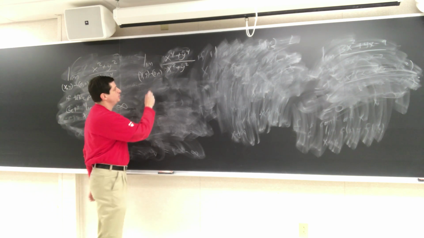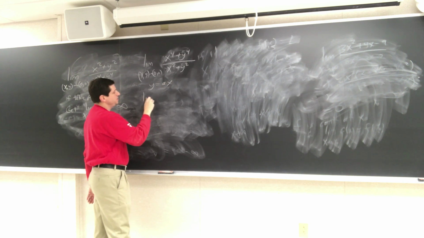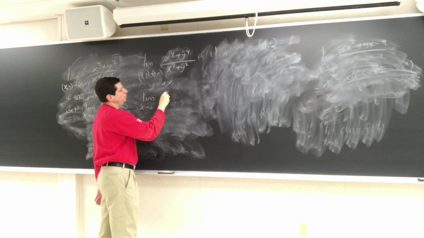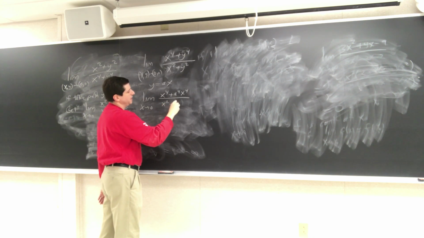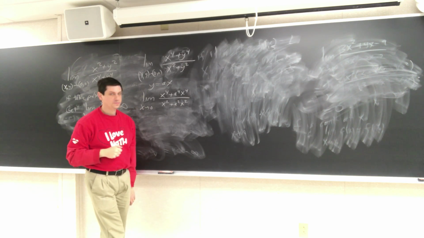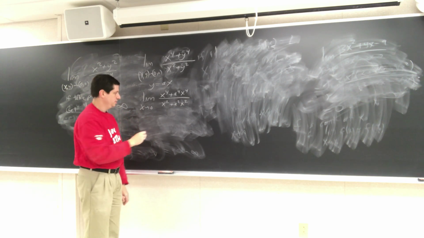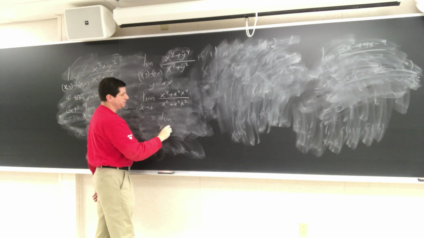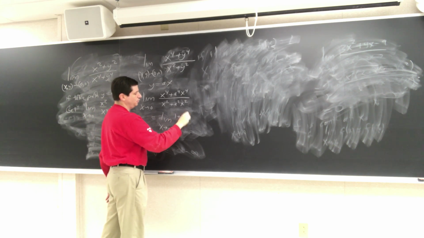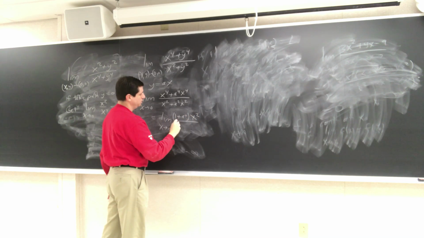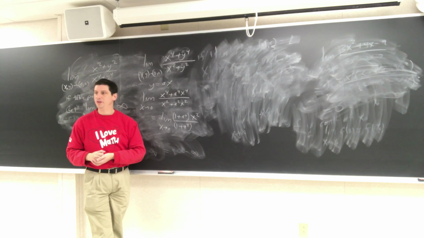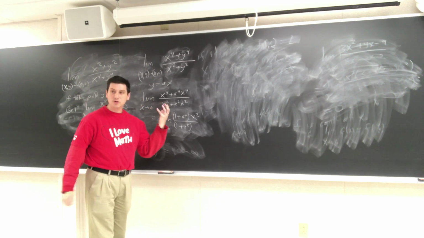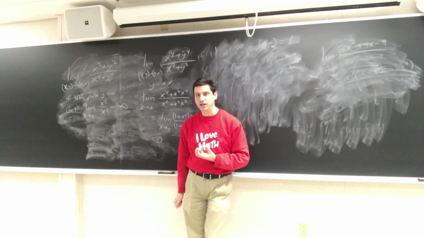What if we try y equals ax? If we try y equals ax, we would get the limit as x goes to 0 of x to the fourth plus a to the fourth x to the fourth over x squared plus a squared x squared. What will that go to? Well, it's the same as the limit as x goes to 0 of 1 plus a to the fourth times x squared over 1 plus a squared, because I can just cancel out an x squared. So what will that go to? It'll go to 0. So we've now shown that the limit is 0 along any straight line.